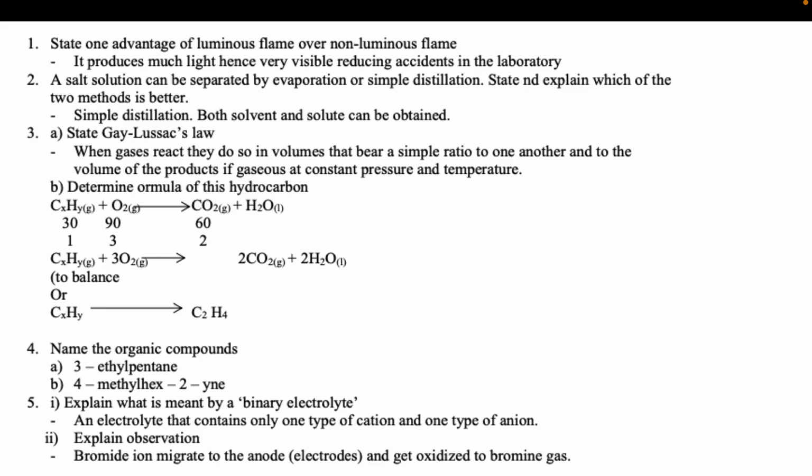Explain what is meant by a binary electrolyte. An electrolyte that contains only one type of cation and one type of anion. Explain the observation: bromide ions migrate to the anode electrode and get oxidized to bromine gas.